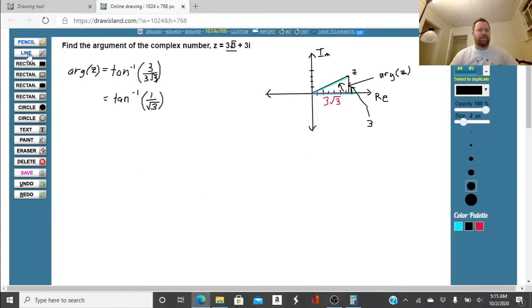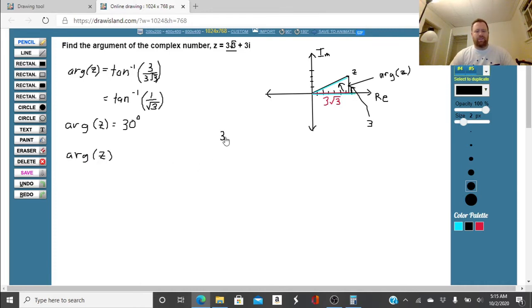Okay, so the argument of z is going to equal 30 degrees. We also might want to write that into radians. So we could say the argument of z in radians. And to do that, let's convert this to radians.